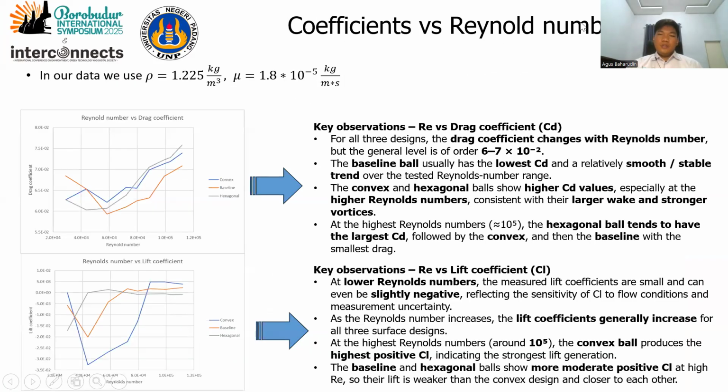And then this is the drag and lift coefficients versus the Reynolds number. For example, for the drag coefficient, the baseline ball usually has the lowest drag coefficient and is relatively smooth and stable compared to the other dimple patterns. And then for the lift coefficient, as the Reynolds number increases, the lift coefficient generally increases for all three surface designs. And then the baseline hexagonal dimple surface pattern shows a more moderate positive CL at high Reynolds number. So their lift is weaker than the convex designs and closer to each other.